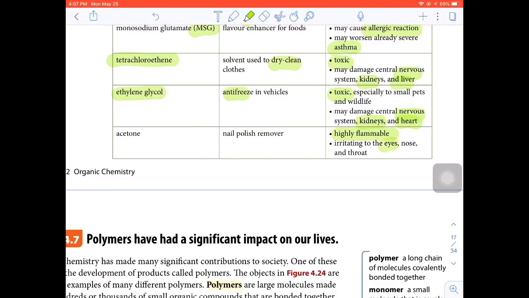Their eyes can get really irritated. They get red and scratchy and watery. Again, watery nose, scratchy throat. Right, so all these kinds of effects from acetone. So all these different chemicals in all sectors of our lives, even in our homes, are being used for different things.